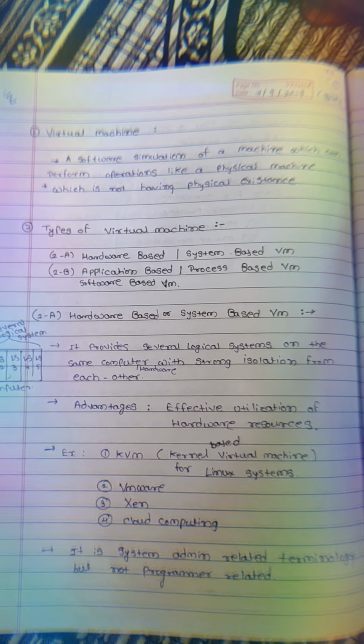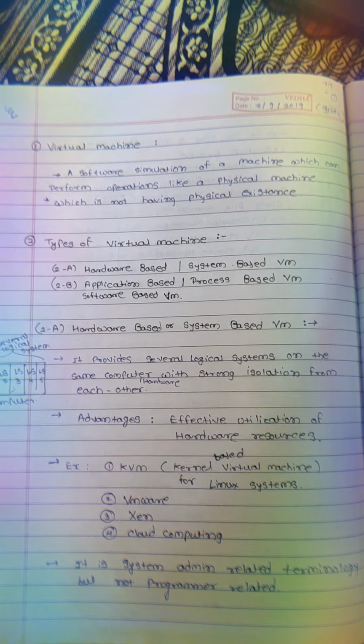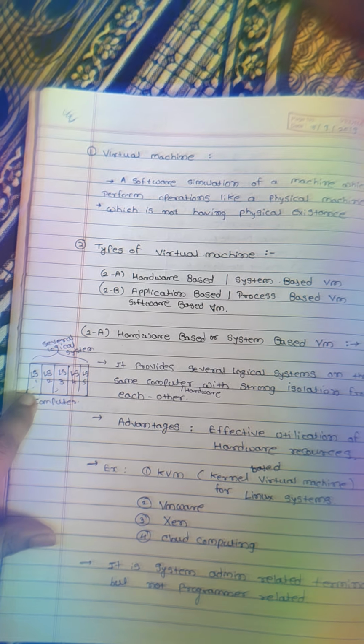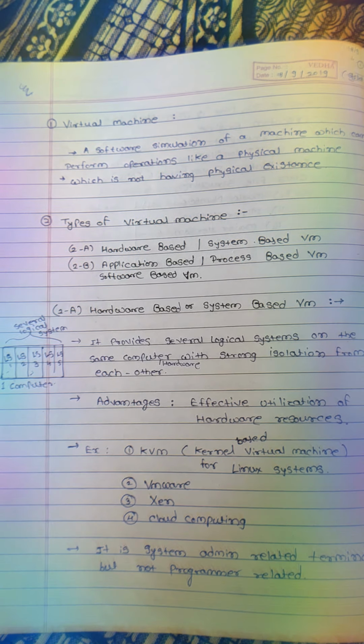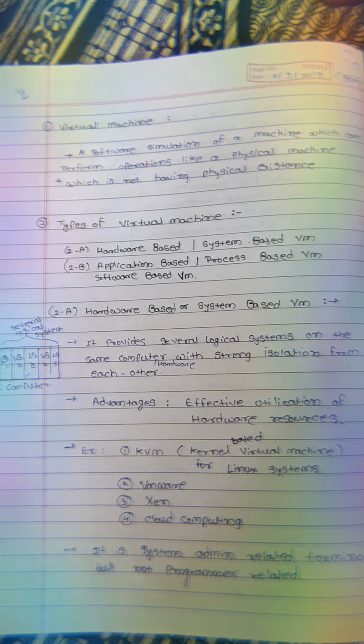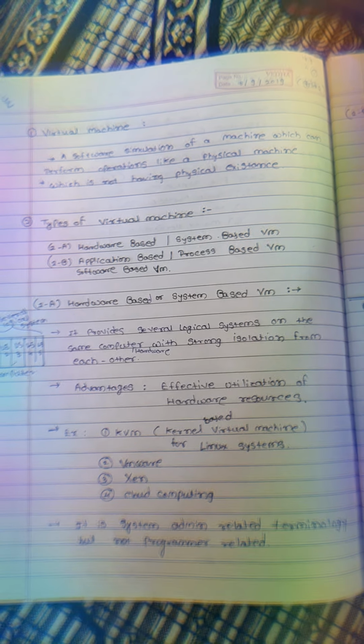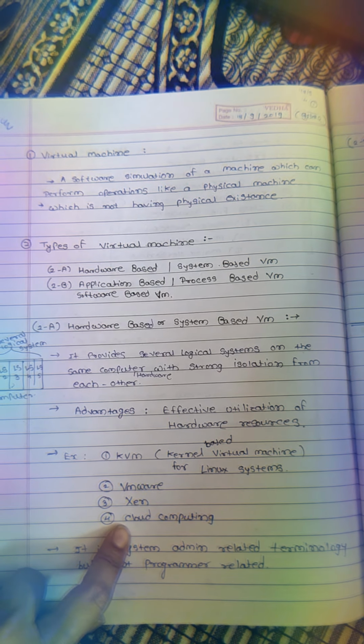The advantage of this hardware based or system based virtual machine is effective utilization of hardware resources. Every logical system is fully utilized. Examples of hardware based virtual machines are KVM, which is Kernel Virtual Machine, then VMware, Xen, or cloud computing. Nowadays we hear the word cloud computing frequently, and this comes under hardware based system virtual machines.